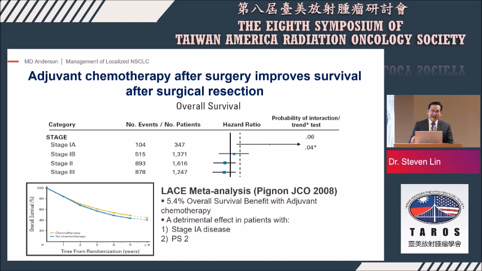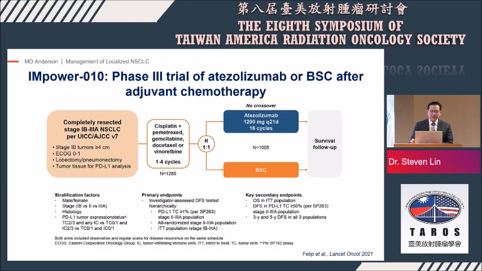Since the advent and discovery of immunotherapy and the benefits shown, there have been trials looking at what additional benefit can be gained after adjuvant chemotherapy. So the incorporation of immunotherapy came about in the 2000s and beyond, 2010 and beyond. IMpower010 was a phase 3 randomized trial of adding atezolizumab or best supportive care after adjuvant chemotherapy in patients with resected operable stage 1 to 3 non-small cell lung cancer.